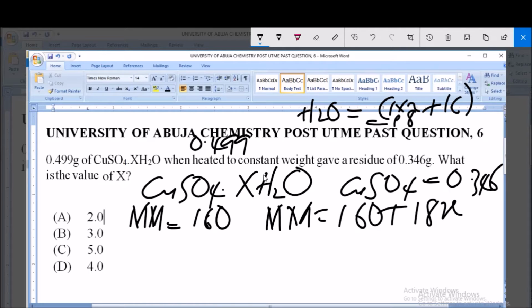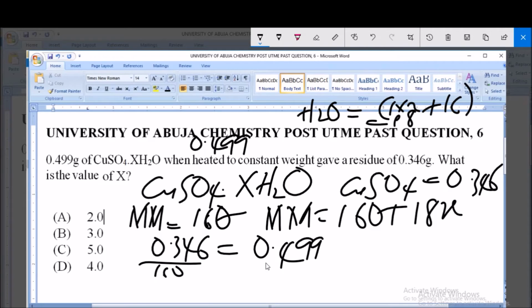Now this x here is the x that is outside. We don't know the number of moles of water that are in this particular hydrated salt. And like I said, to solve, we say mass over molar mass of CuSO4 equals mass over molar mass of the entire salt. The mass of CuSO4 is 0.346 divided by the molar mass, which is 160, and this will equal the mass of the entire salt, 0.499, divided by 160 plus 18x.